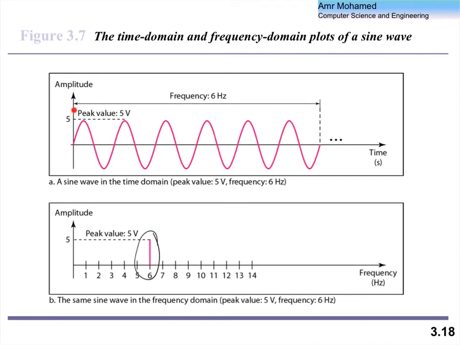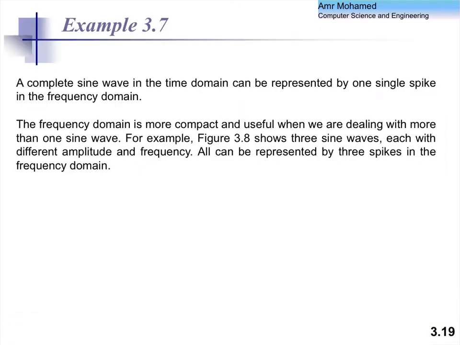So we know that the peak here is 5 volt, right? And the frequency here, we know that it's 6 hertz. So it's very simple to represent this in the frequency domain by going to 6 hertz, because this is a frequency, and it's measured in hertz. So we can simply go to the 6 hertz and put one sample with a peak value equal to this peak value. And this way we know that in the frequency domain, the sine wave is just one frequency. Okay? So that's why the sine wave is actually the simplest form, because it's represented by one sample in the frequency domain.